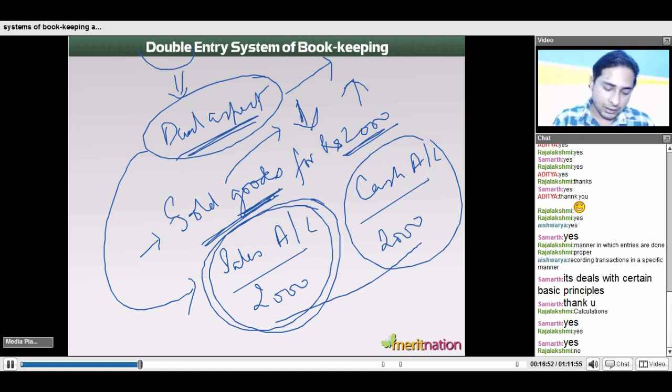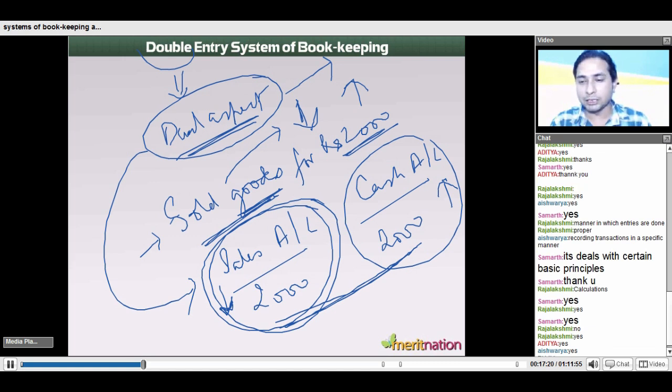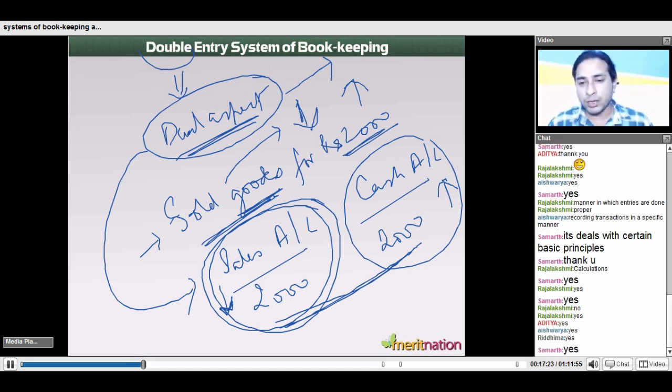So what is happening here? If I reduce 2000 in the sales account, and if I increase cash by 2000, we can say we have maintained arithmetical accuracy, since we are reducing the balance by the same amount and increasing the balance by the same amount. So there exists arithmetical accuracy. Is it fine? Anyone still having any doubt with arithmetical accuracy? Look, this one is pretty important because when we move further to single entry, you will have doubt over this. Is it fine? Okay, then let's move to the next part.